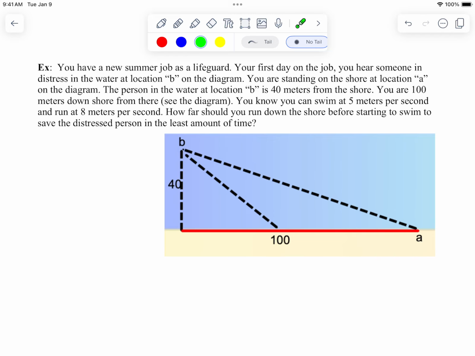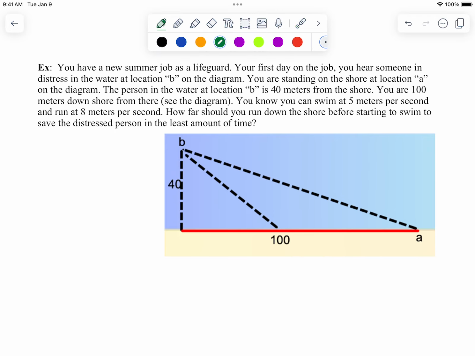You know that you can swim at 5 meters per second and you can run at 8 meters per second. So how far should you run down the shore before starting to swim to save the distressed person in the least amount of time? So what are we trying to minimize? We are trying to minimize time. Notice that we also have rates and we have distances. So we need to think about what is the relationship between distance, rate, and time. And I know rate is distance over time. So therefore time is distance over rate. So that is going to be an equation I'm going to come up with.